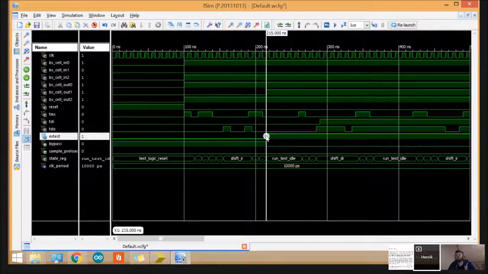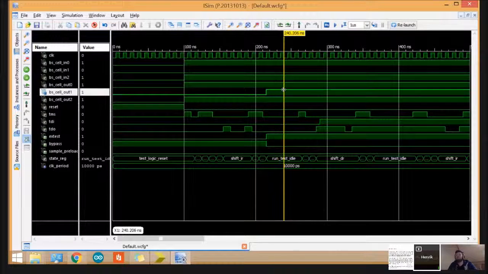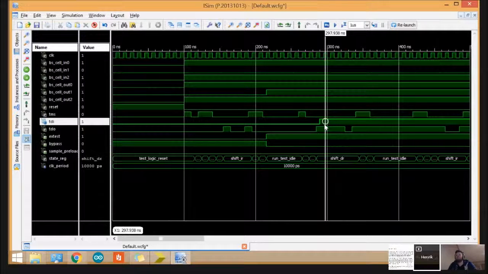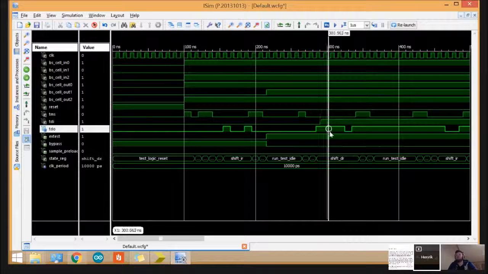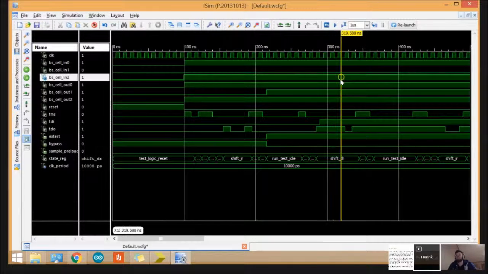The second was to shift in an X-test instruction, and the boundary scan cells will no longer be transparent. They are now in test mode. Then we can observe if the input matches the output, and it doesn't. The third is to stay in X-test and shift in 6 ones and observe if the 3 outputs of the boundary scan cells are set to 1. And they are.